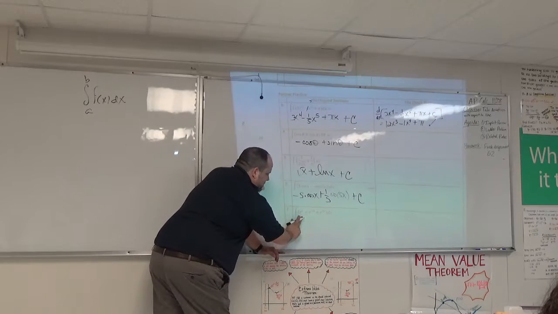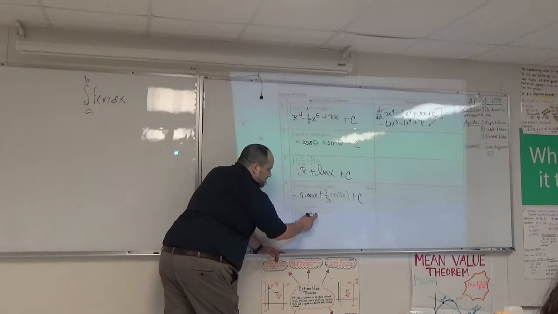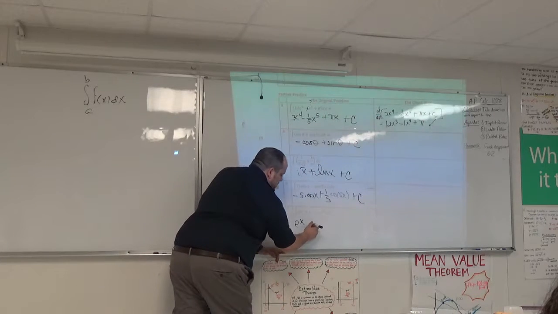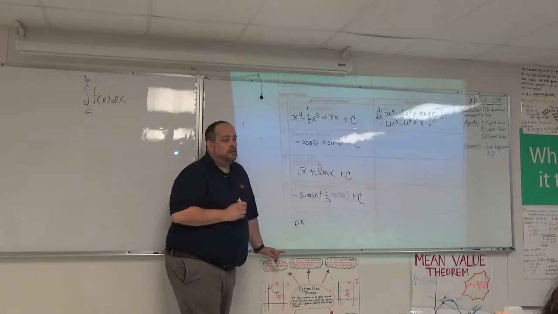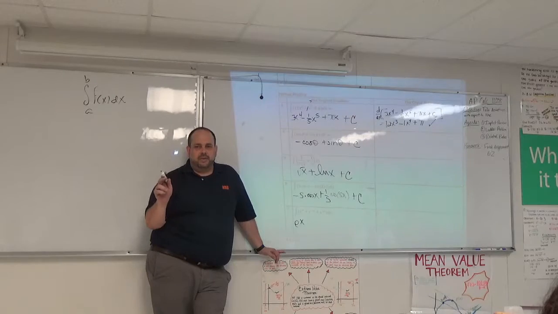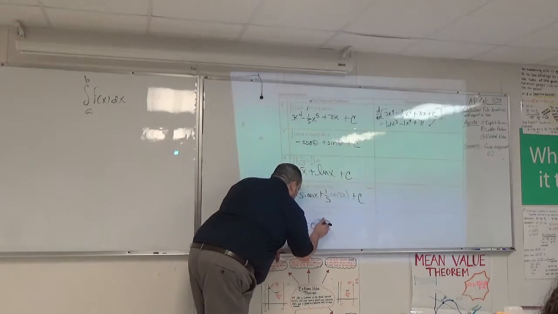Antiderivative of e to the x, I hope everybody's got this one. E to the x. The antiderivative of e to the negative x. What do I take the derivative of to get e to the negative x? It was times negative 1. It would have to be negative e to the negative x.